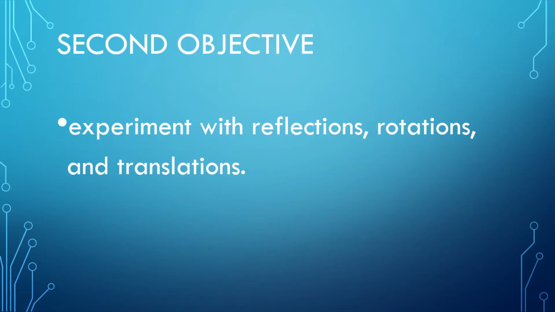Our second objective is to experiment with reflections, rotations, and translations. In order to do this, we're going to have to understand the vocabulary a little bit better.